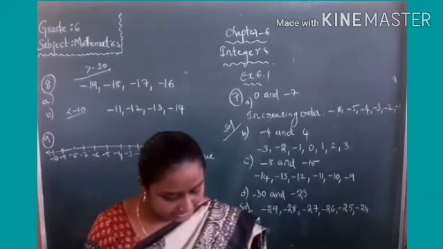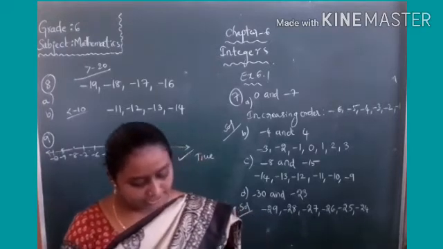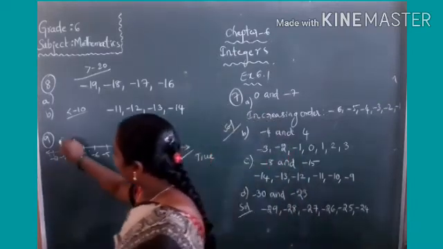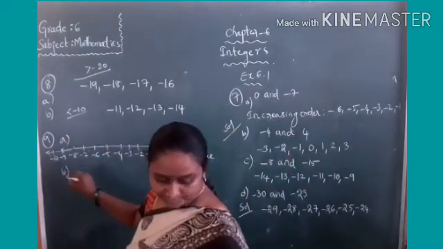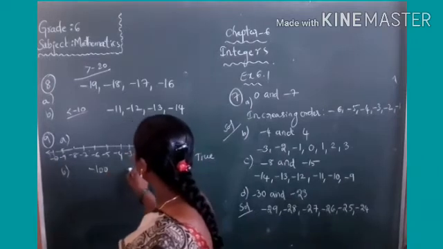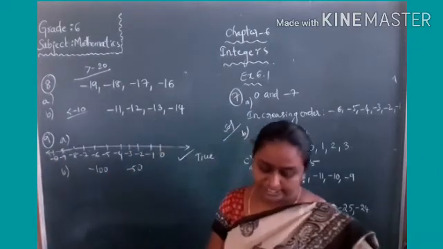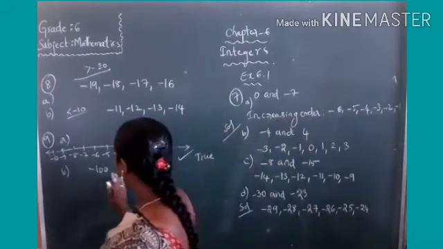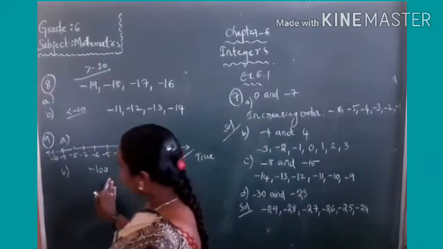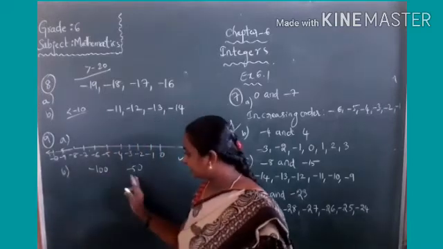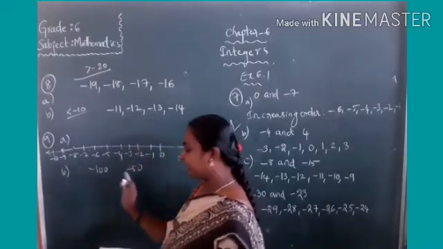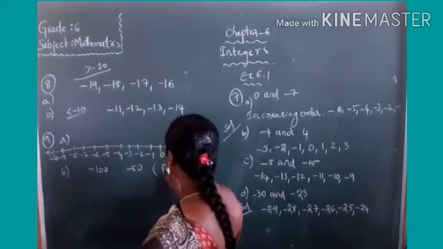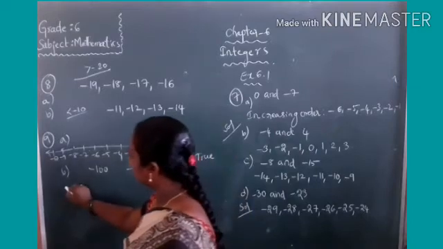Minus 100 is to the right of minus 50. Minus 100, here minus 50. This 100 is on the right side. So is minus 100 to the right of minus 50? No. So that's why it is false. Next one.